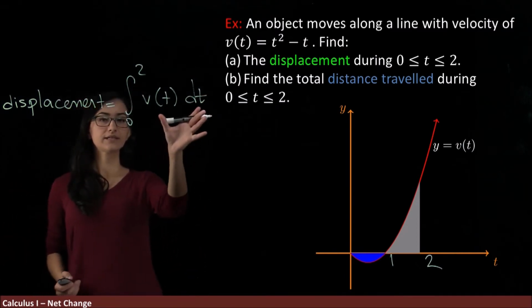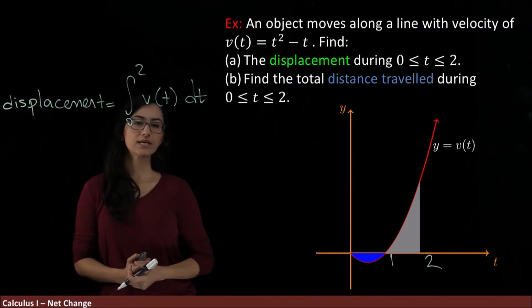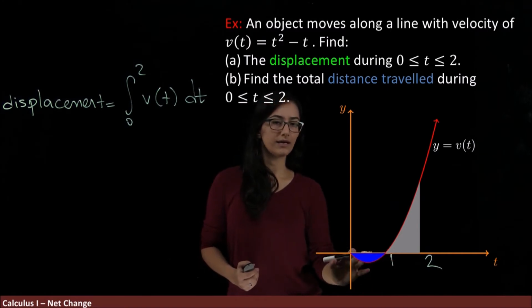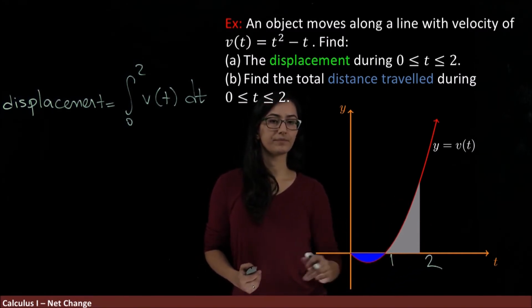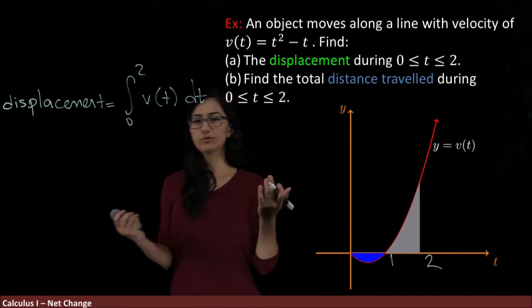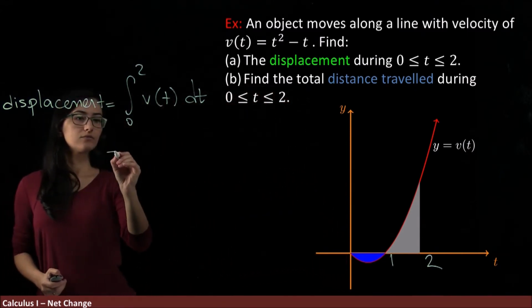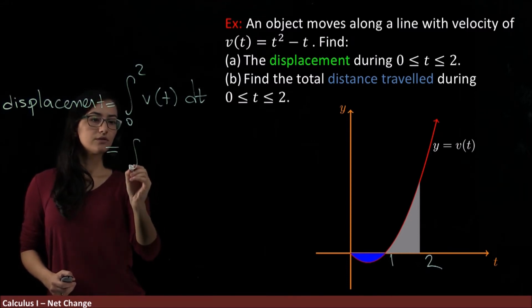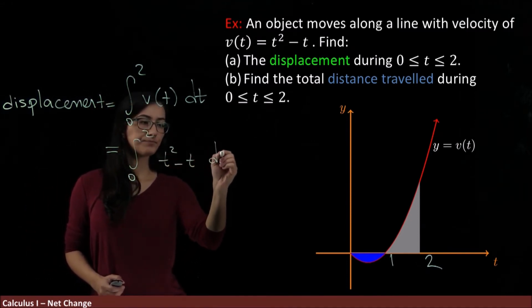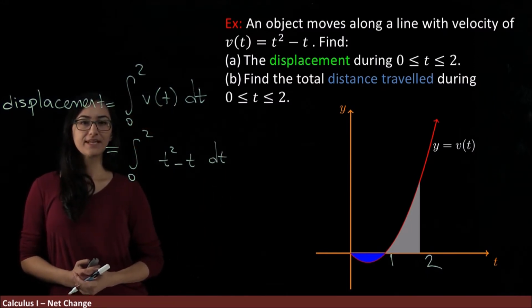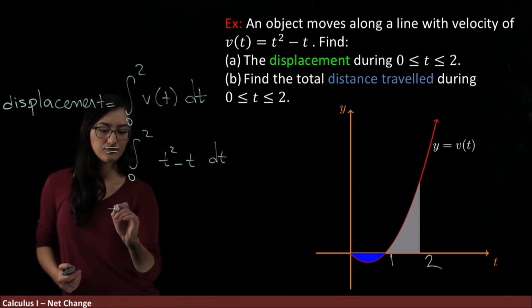Okay, so here the integral of velocity v of t is going to equal the negative of this area plus this area. So let us calculate this. This is going to equal the integral from 0 to 2. The velocity function is t squared minus t.